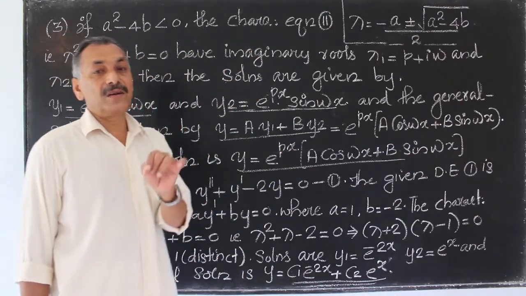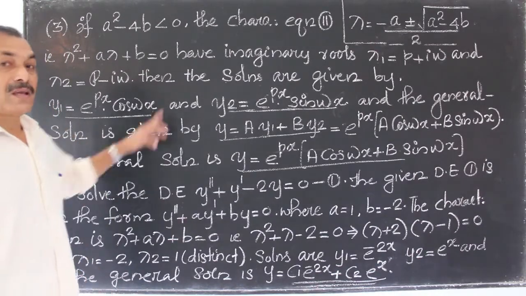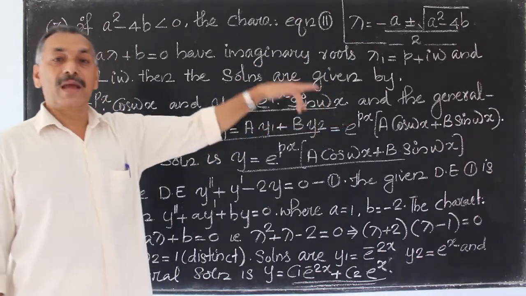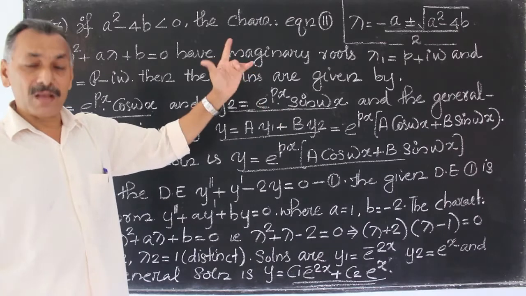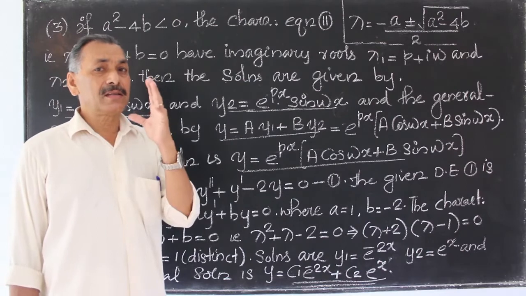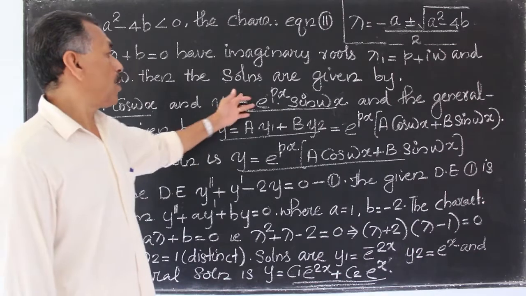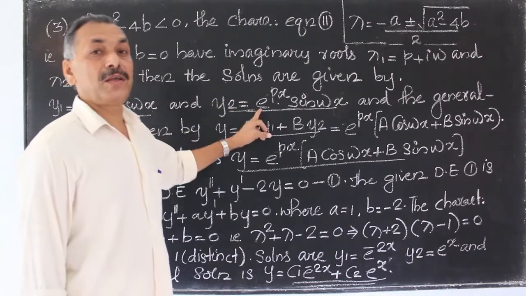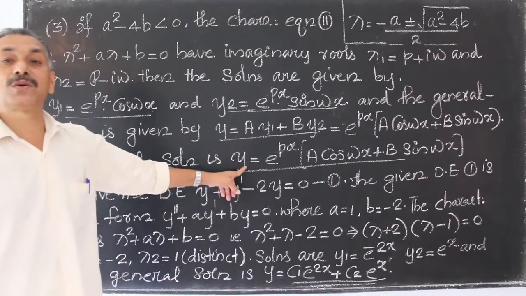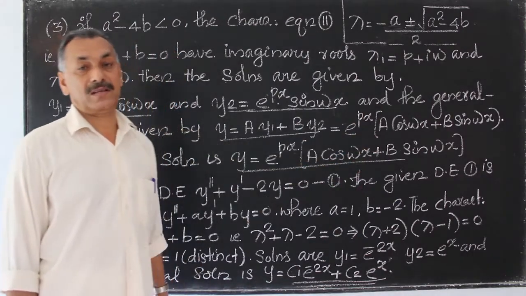So if the given characteristic equation has distinct imaginary roots, lambda 1 is equal to p plus i omega and lambda 2 is equal to p minus i omega, then the solutions are y1 is equal to e raised to px into cos omega x, and y2 is equal to e raised to px into sin omega x. The general solution is y is equal to e raised to px into a cos omega x plus b sin omega x.